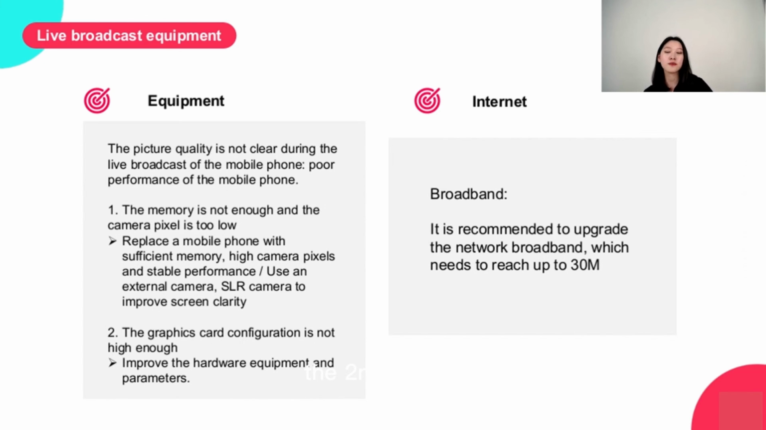The second reason for an unclear live screen is about the internet connection. So if you don't have a good broadband, you have to upgrade your network broadband, which needs to reach at least 30 M.